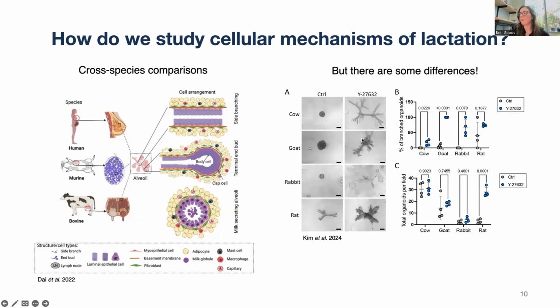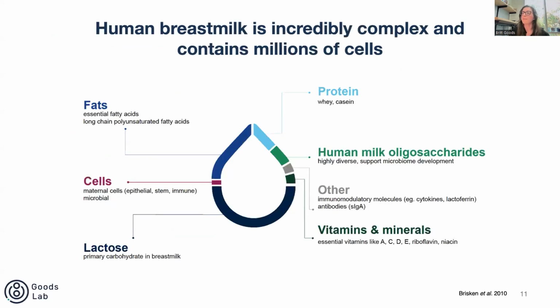This is some really beautiful organoid work from Dr. Ronner's lab at Tufts, where she has developed mammary organoids from a bunch of different species. Here I'm showing images from cow, goat, rabbit, and rat. What you can see is that they respond to something like a ROCK inhibitor very differently, and also have different morphologies as well. So while there are many conserved features of lactation across different species, it is also worth pursuing the study of lactation in humans specifically, because there can be some differences.